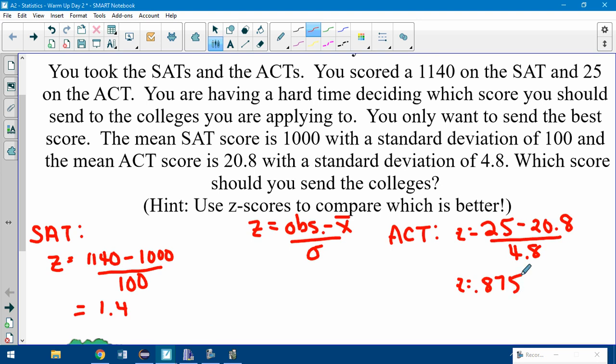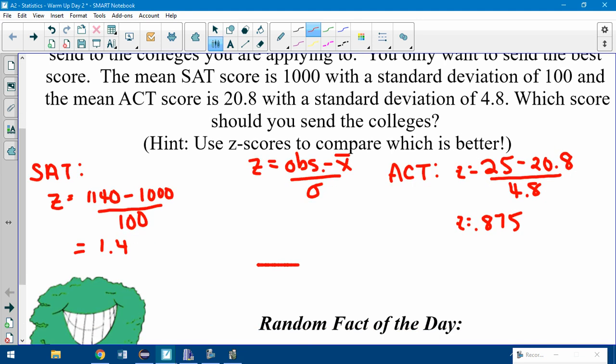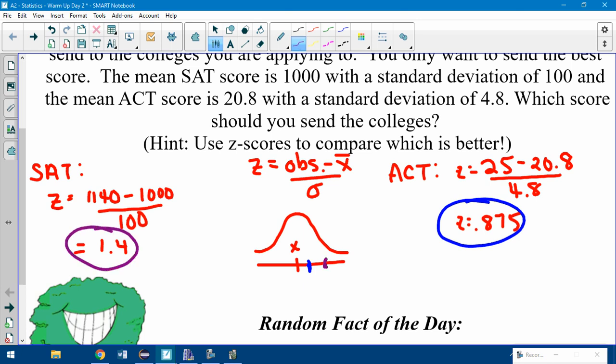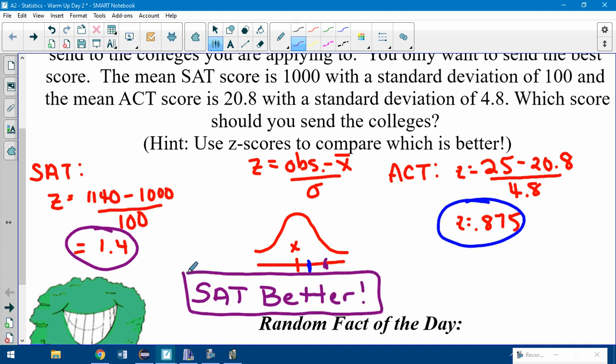So which is the better score that you should send to the colleges? Yeah, your SAT. Because remember what a z-score does. If you think of a normal curve, and both SATs and ACTs would follow normal distribution, the mean is in the center. So my ACT score of 0.875 would be there, whereas my SAT score of 1.4 would be up here, which means SAT scored higher. So the SAT is the better score to send. You're more standard deviations above the mean, which means you did better than more people.